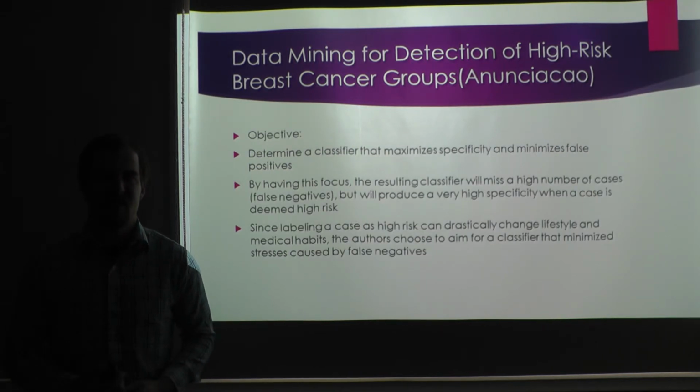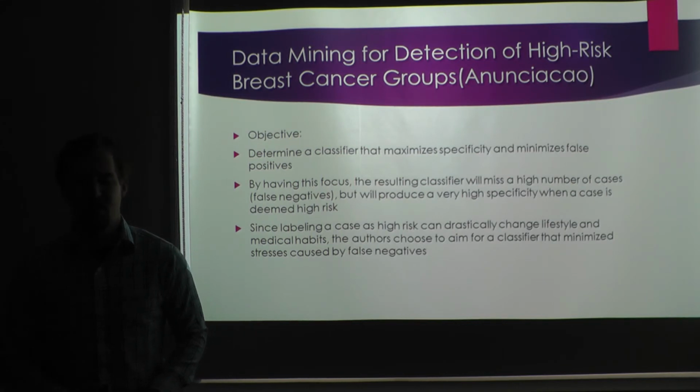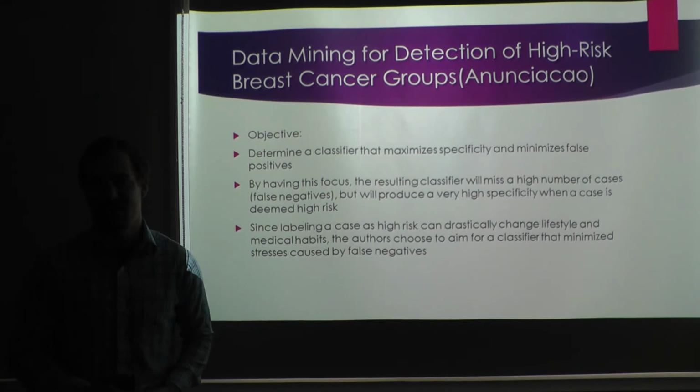So they want to determine a classifier that maximizes specificity and minimizes false positives. By having this focus, they're actually going to have a lot of false negatives. They're going to miss a lot of people who are at high risk. But since labeling a case as high risk can drastically change lifestyle and medical habits, they want to focus on minimizing the stress which could be caused by false positives. So they didn't want to tell somebody that they were at high risk unless they were sure that they were. So they wanted high specificity for that.